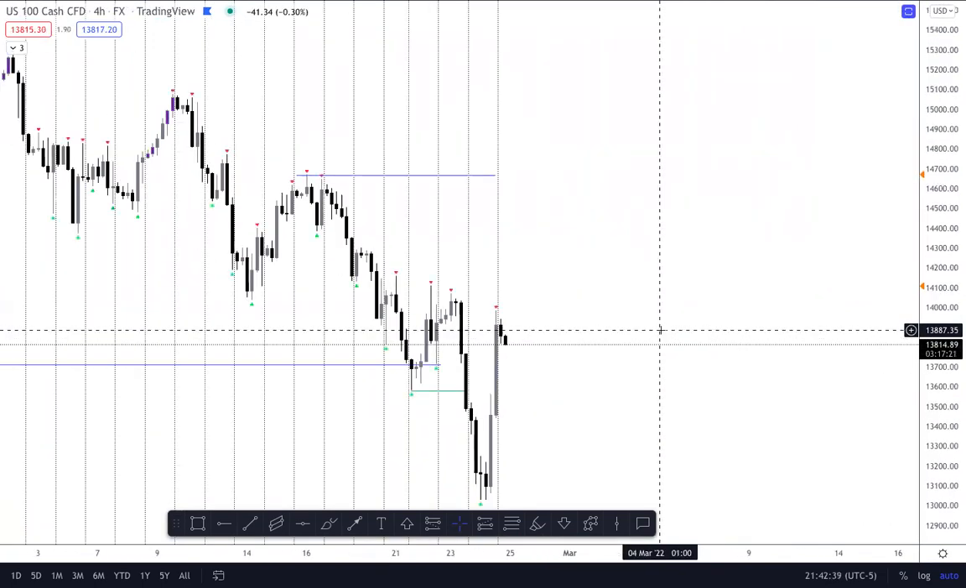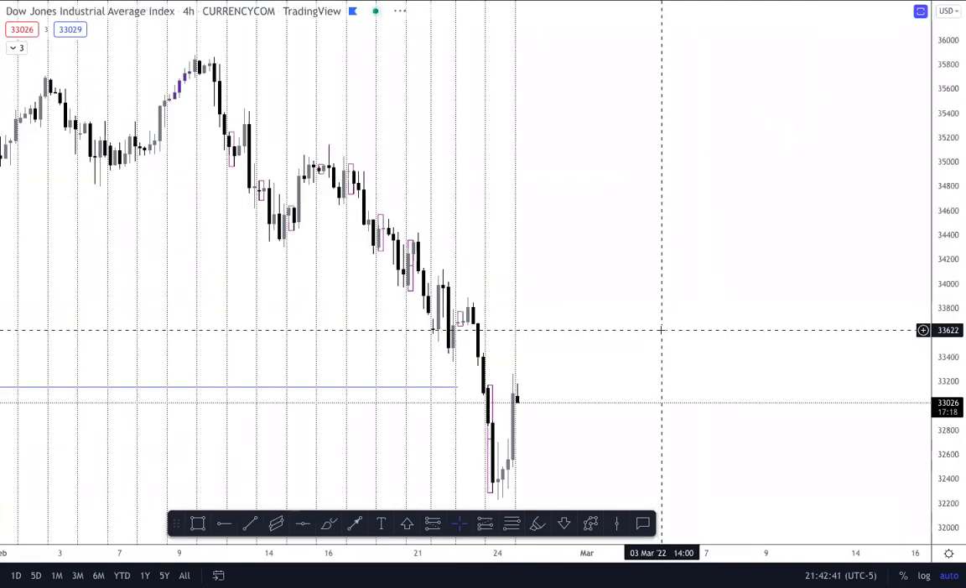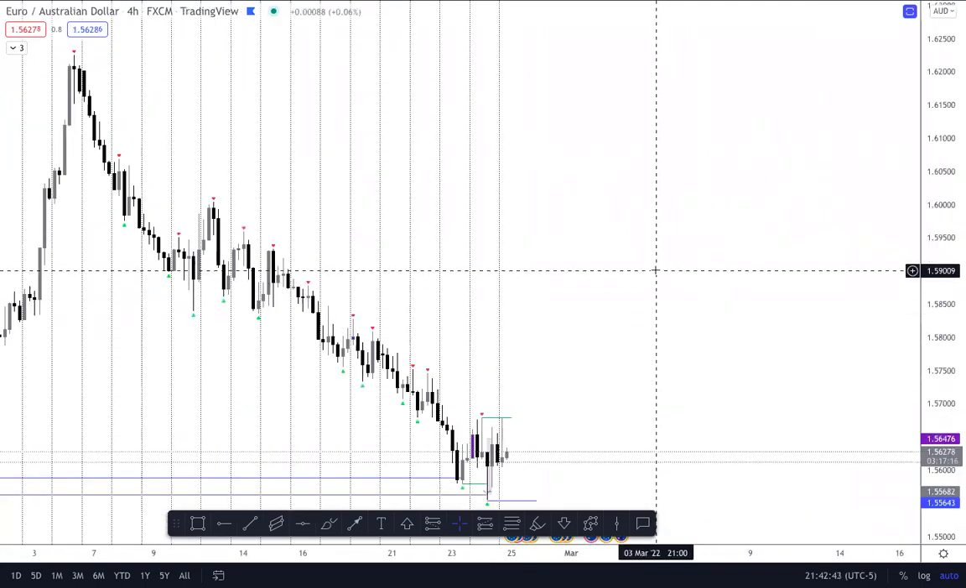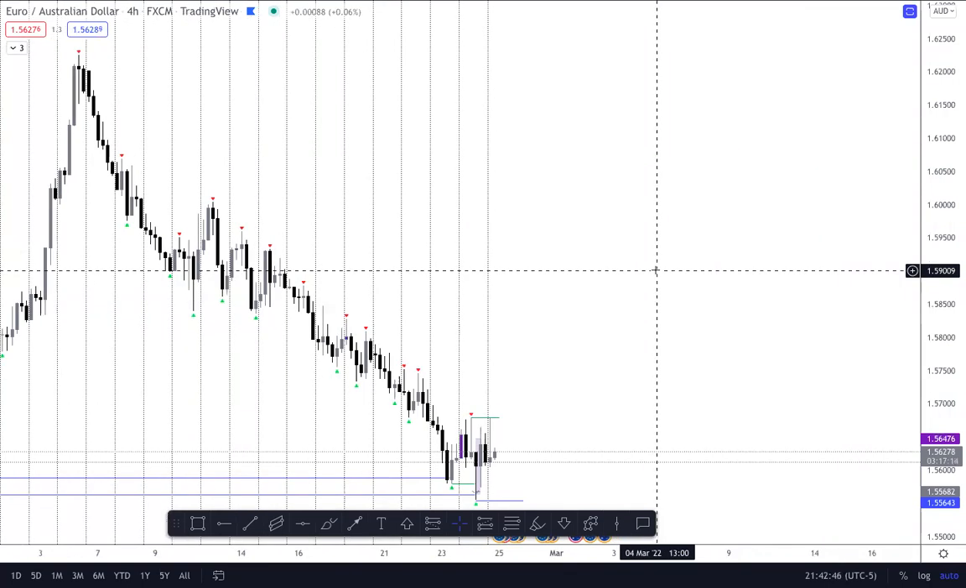All right, let's skip indices. All right. Those were all the majors today that had setups. Now the minors also had setups, and why not?